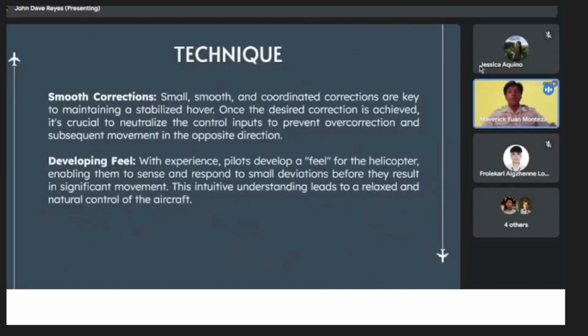For the fourth, we have smooth corrections, wherein small, coordinated adjustments are crucial to preventing overcorrection and maintaining stability after achieving the desired correction. And lastly, we have developing feel. This experience fosters a pilot's intuitive understanding of the helicopter, enabling them to detect and respond to deviations before significant movement occurs, resulting in natural control.